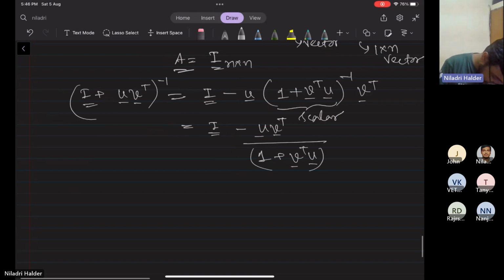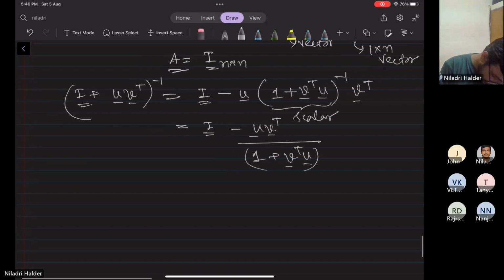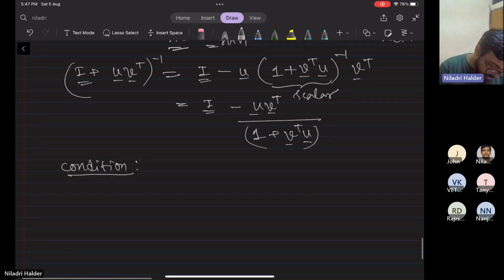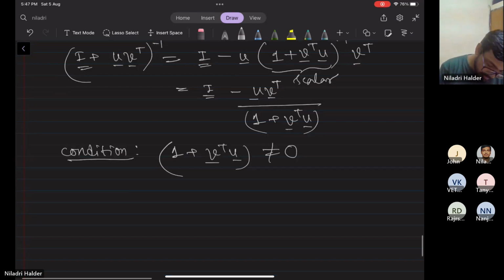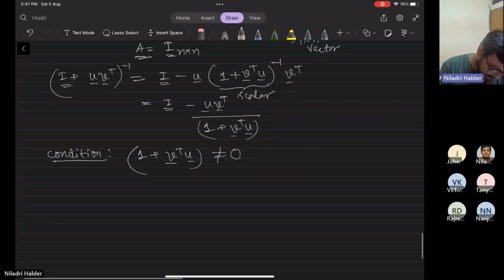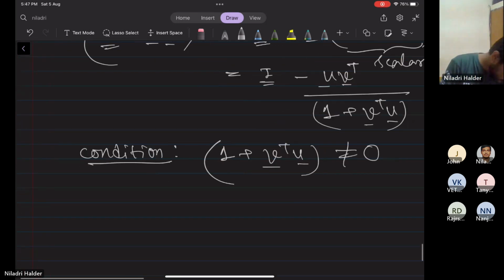So the condition here for the existence of the inverse is that 1 plus V transpose U should not be 0. If it is 0, then it is infinite. So the inverse can't exist then.